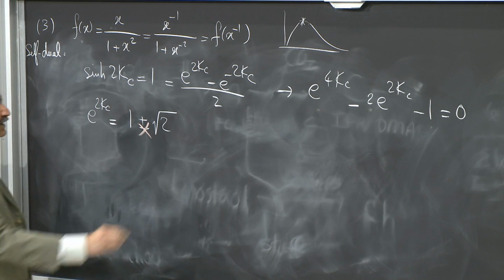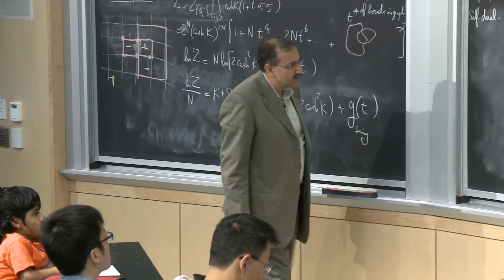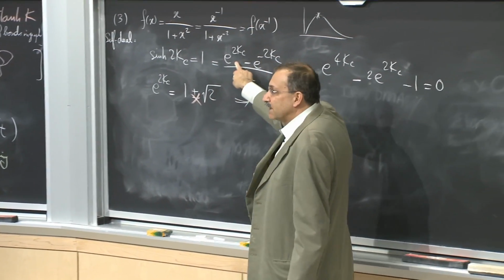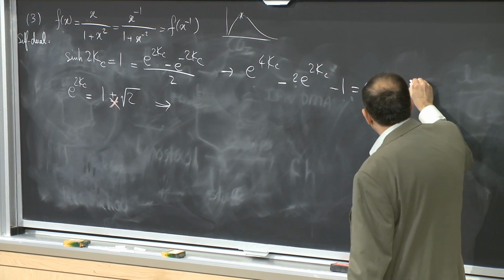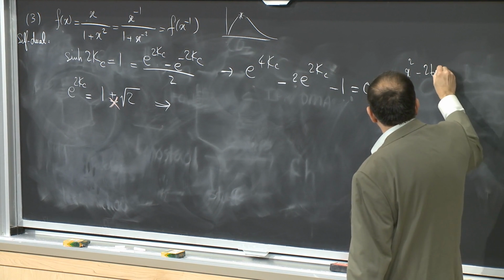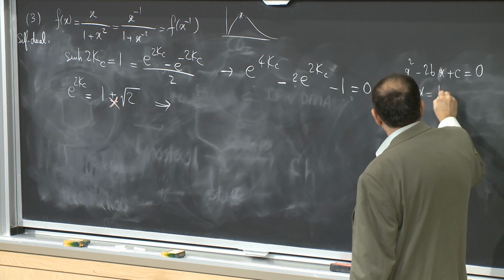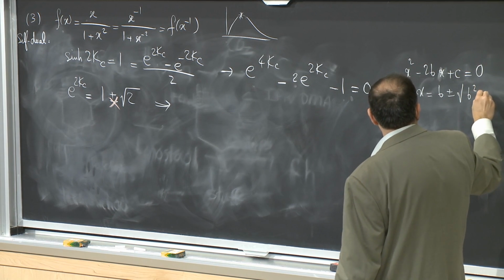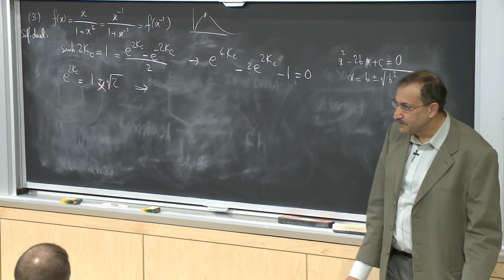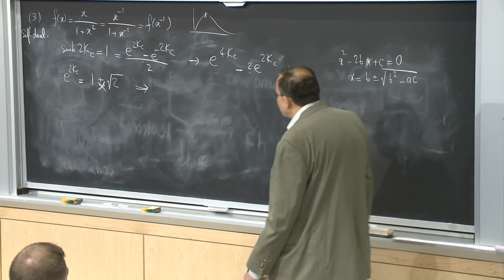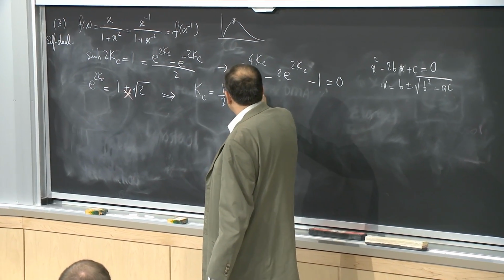Isn't it 6 inside the square root? I think we missed the marks. Where did I? Okay. Multiply by e to the 2kc. I didn't check the equation. Yes. Using that, x squared minus 2bx plus c equals 0, so x is b plus or minus the square root of b squared minus ac. Our c is negative, so it's 1 plus 1. Okay? So the critical coupling that we have is 1/2 log of 1 plus the square root of 2.